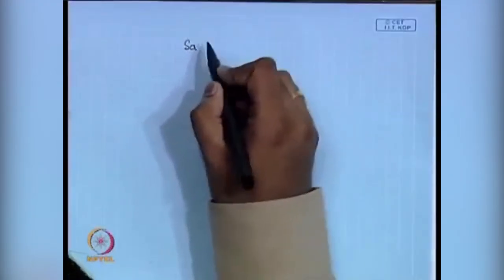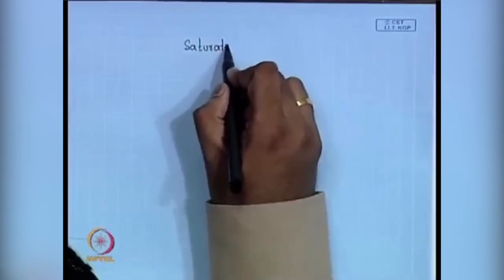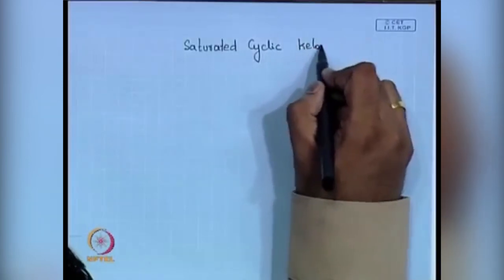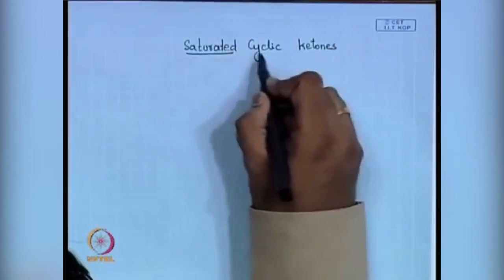This is your saturated acyclic ketones. If time permits, I might show you something about saturated cyclic ketones. So, we have seen the acyclic systems up to now. Okay, we will now take saturated cyclic ketones.